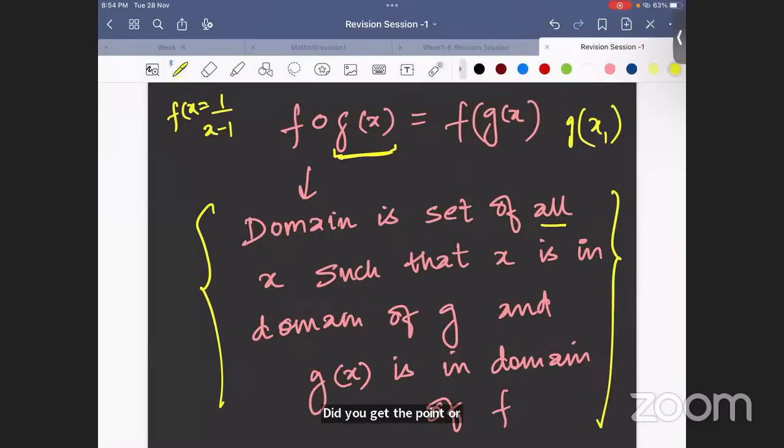Or should I solve it with some example? An example would be better. Sir, can I ask something? Yeah, you can ask. Sir, that means if we are excluding the 1/0, that is x minus 1, so g of x should not be equal to 1, right? I didn't get you. Let me explain with some example, and then if it is not clear after that you can ask me. Okay, sir.